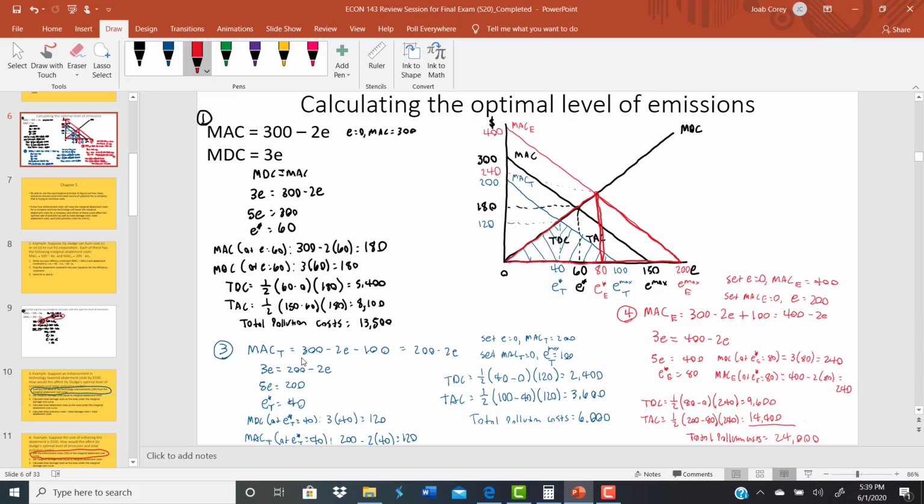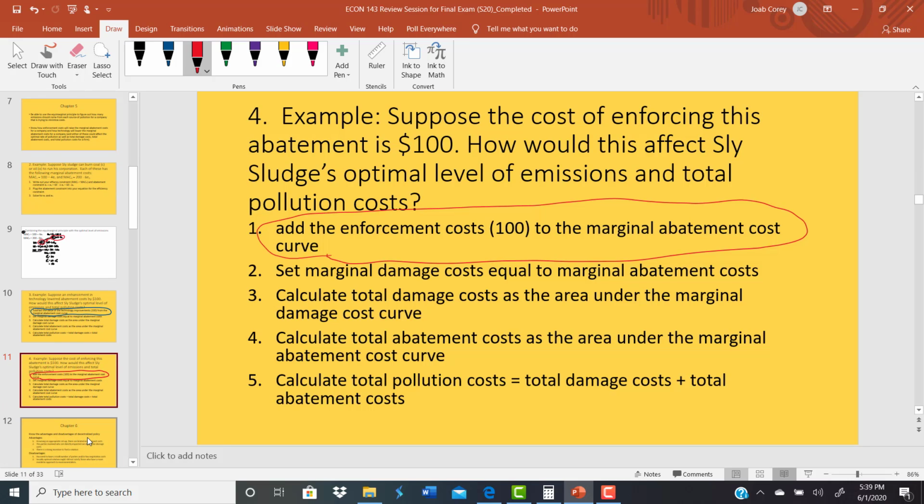So notice that we have now covered how to figure out the optimal number of emissions, the cost of that number of emissions, total damage costs, total abatement costs, and total pollution costs 3 different times here as part of these examples. So again, it's a pretty good bet that it's going to be on the test. So make sure you know how to do it should it appear on the exam. And that is what Chapter 5 was all about. So if you can do that stuff, then you should be okay for that chapter.